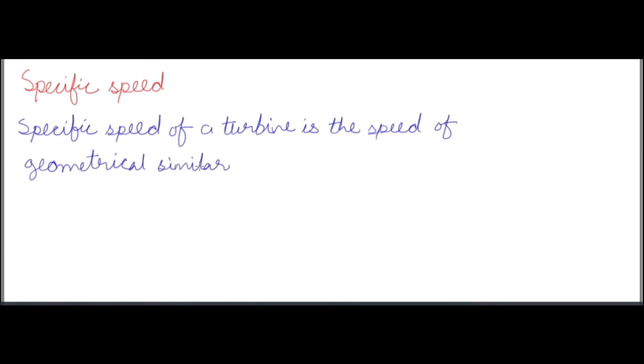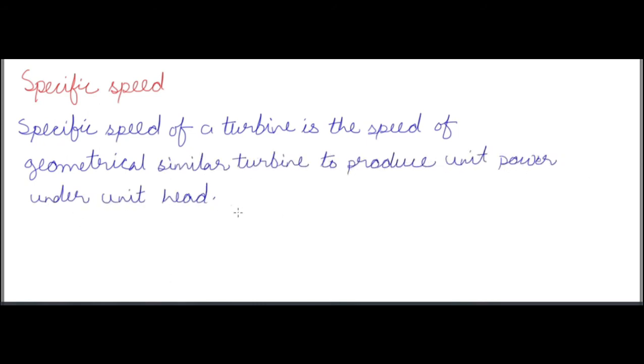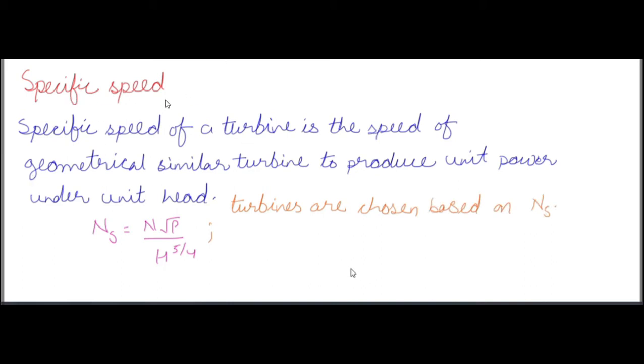The specific speed of a turbine is the speed of a geometrically similar turbine to produce unit power under unit head. Ns is equal to N into root P by H to the power 5 by 4. This is a dimensionless quantity, meaning specific speed does not have a dimension, it will have only a value.